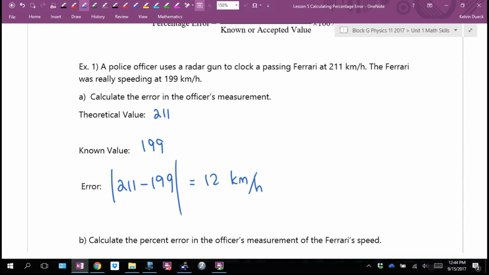That doesn't tell us very much. We like to convert this to a percentage error, because if you're accurate to within 1%, that's better than if you're accurate to within 90%. That means you're way off. If you're accurate to within 1%, you almost got bang on. If you're off by 18%, you were way off. So how do we do that?